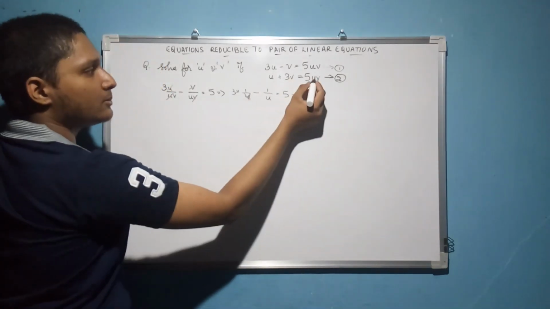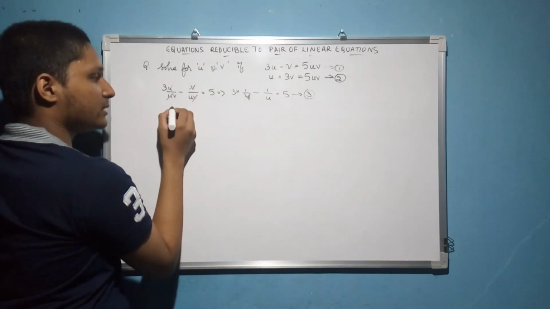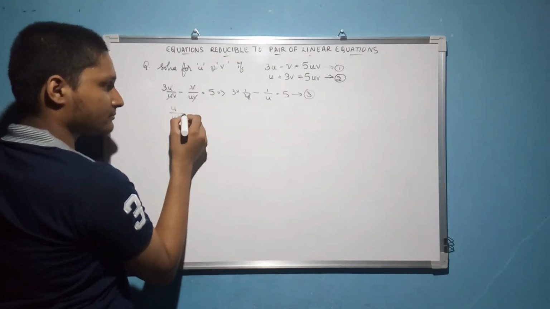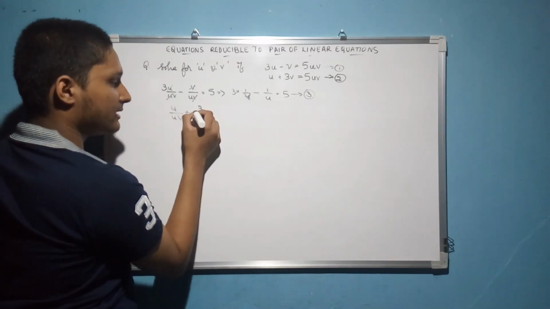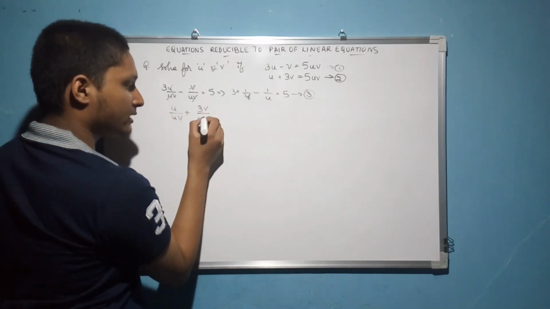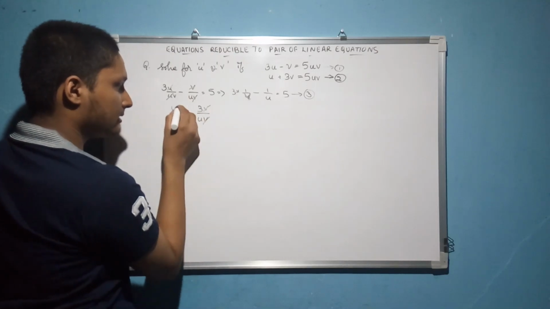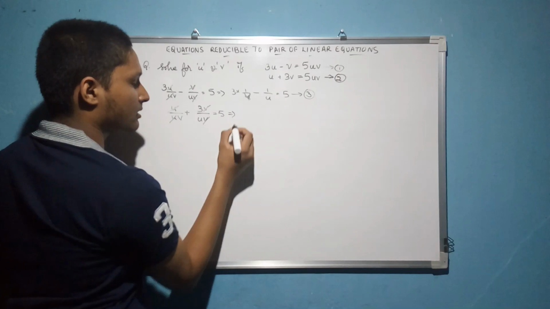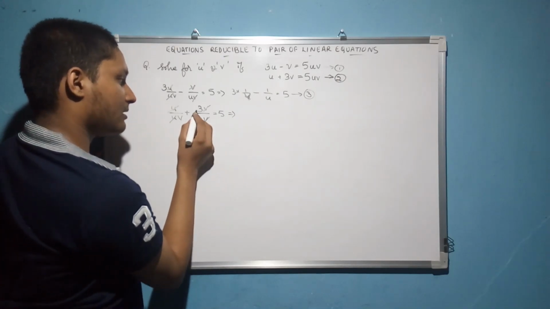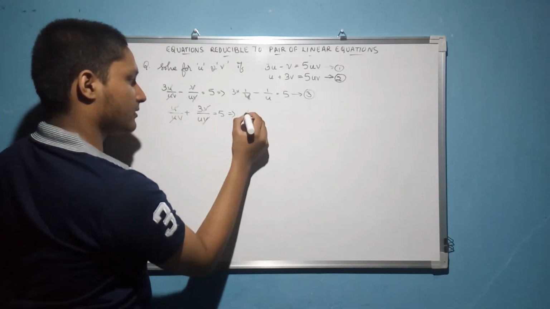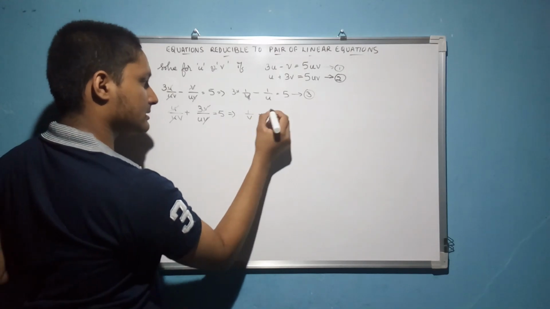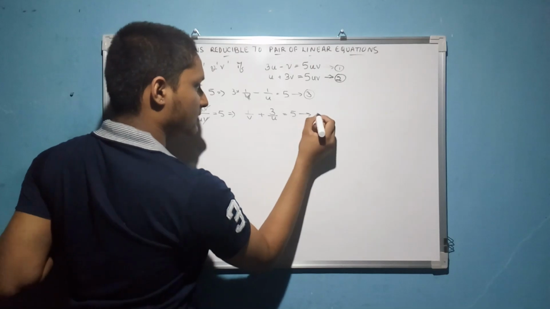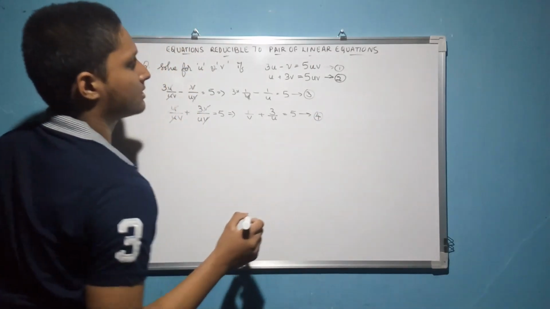Similarly I am going to bring this uv to down, so that becomes u by uv plus 3v divided by uv. The u and u cancel, v and v cancel, and you are going to get equal to 5. Okay, now we have 1 by v plus 3 by u is equal to 5. This is going to be the fourth equation.